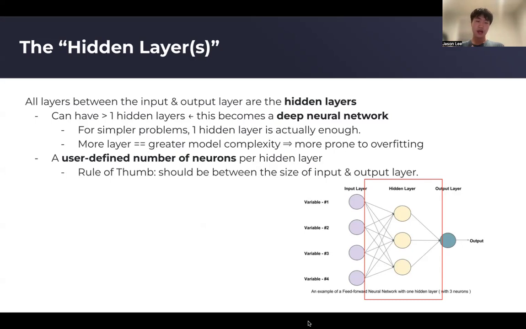We also have, for each given hidden layer, a user-defined number of neurons. And how you define the number of neurons in your hidden layers is really up to you. But a general rule of thumb is that it should be between the size of the input and output layer. And that as you go across your layers from the input to the output, the number of neurons in the hidden layer should generally be decreasing.